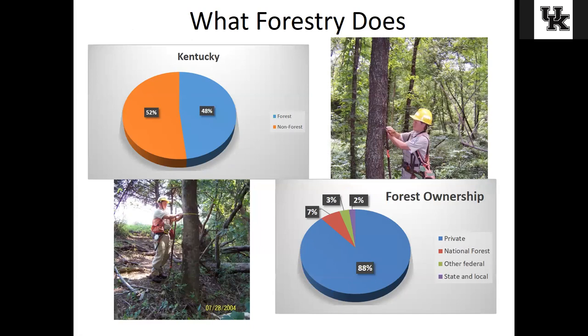As Billy alluded to, 48% of the state is forested, and that's approximately 12.4 million acres of forest land comprised of 75% oak hickory forest type. And again, one of the other challenges for the division is that 88% of the state is in private ownership. So we stay very busy as foresters trying to provide assistance for forest landowners.